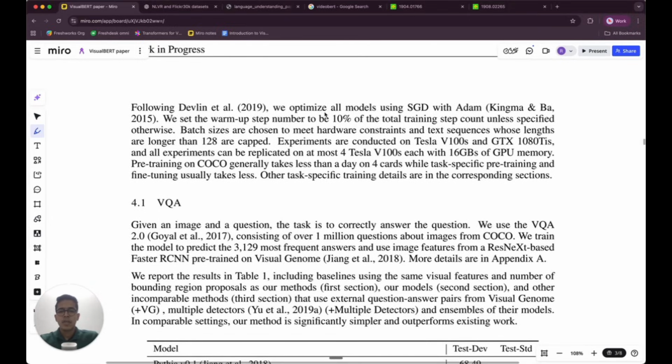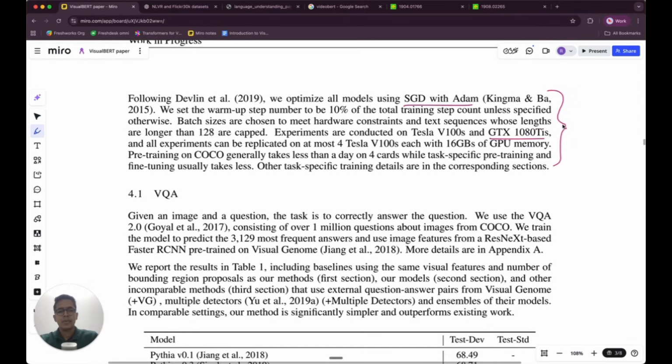Following Devlin et al., we optimize all models using stochastic gradient descent with Adam. We set up the warm-up step number to be 10% of total training. Batch sizes are chosen to meet hardware constraints. So then they are just discussing what kind of hardware they use. Pre-training on COCO generally takes less than a day on 4 GPU cards, Tesla V100. So basically these are some details about the training if you were implementing it. Since I'm not implementing it right now, I'm not going to check the exact details of this implementation.